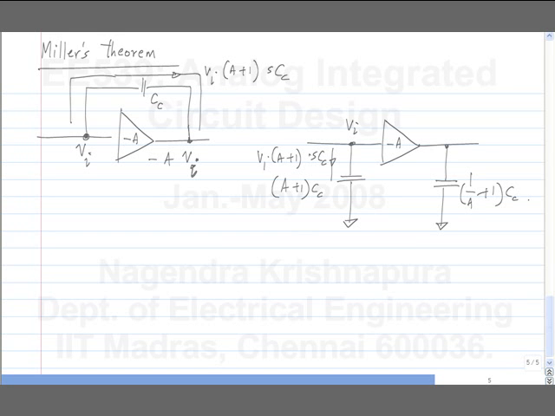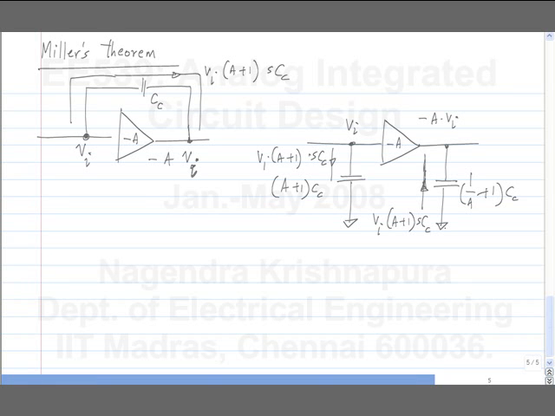Now, because the output voltage is minus A times Vi, what is the current flowing in the output capacitor? It's exactly what we had in the original circuit. The current in the capacitor is being pushed into the output node of the amplifier, and that is Vi times (A plus 1) times sCc. So in that sense, the two are equivalent, and it looks correct, isn't it? We have not changed the amount of current that's drawn from the input node and the output node.